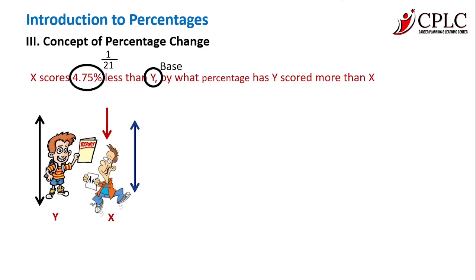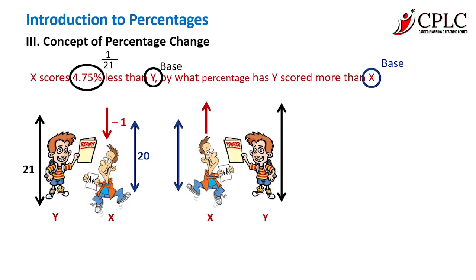And then they are saying X is doing one less than that. So if Y is doing 21, of course X is doing one less. So X is doing 20 parts only, is what we can say. And then they are asking by what percentage has Y scored more than X, for example. So again, the comparison in the second half is happening with respect to X. So in the denominator, we should have X's value, which is 20 parts.